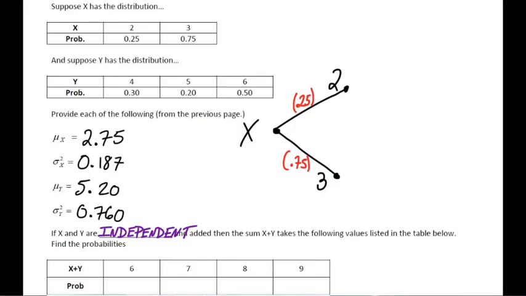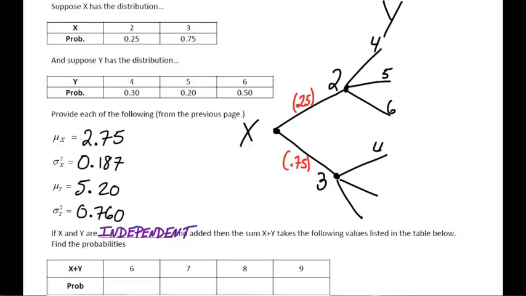And then regardless of whatever your x value is, you're going to get a y value of either 4, 5, or 6. They're totally independent, so we're going to branch off another layer from each one of these branches. So it doesn't matter whether you got a 2 or a 3, you still might get a 4, a 5, or a 6 from the y distribution. And let's fill in the probabilities on those branches. So a 4 is 0.3, a 5 is 0.2, a 6 is 0.5. There we go.